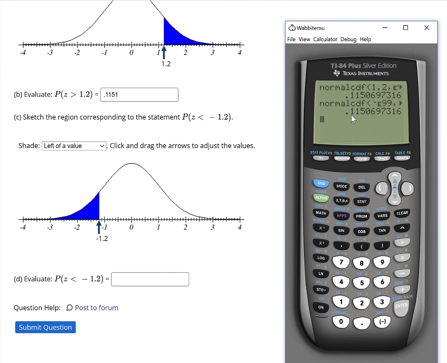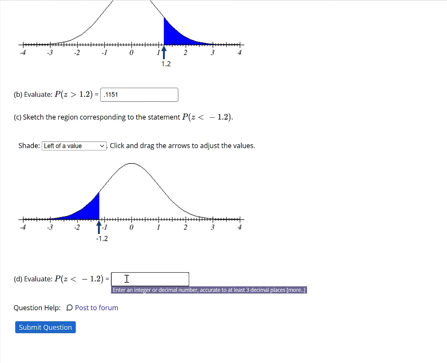So we get 0.1151 again. The reason for that is that the normal distribution is perfectly symmetric. There's as much area to the right of this value as there is to the left of the negative of that same value.